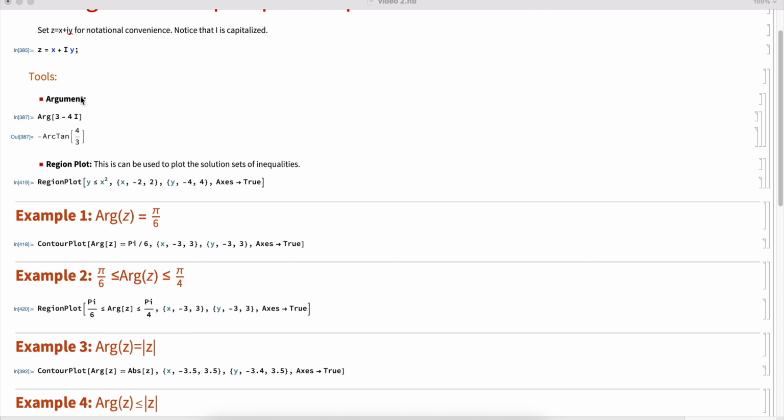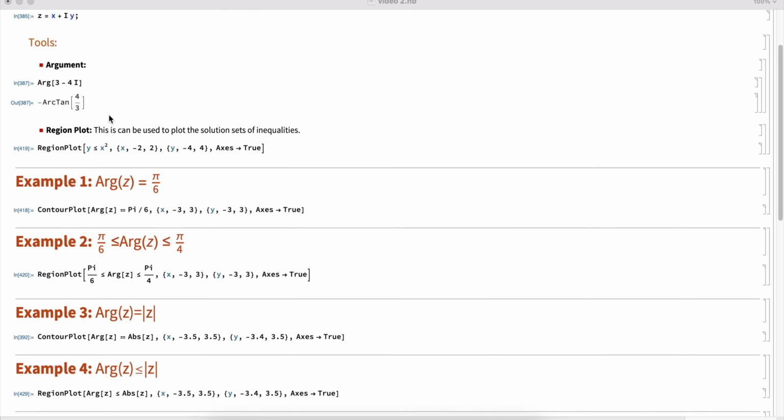Recall that the argument is the angle attached to the polar form of a complex number. Notice it's just ARG. If we take the argument of 3 minus 4i, we get minus the inverse tangent of 4 over 3, which is in line with what we saw in the main part of the video.